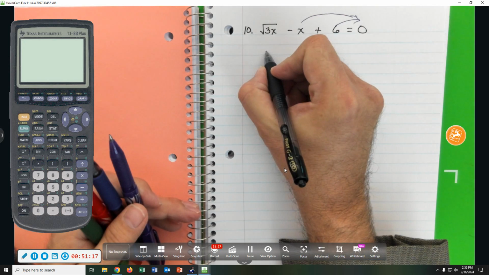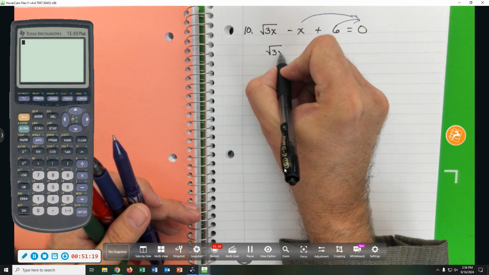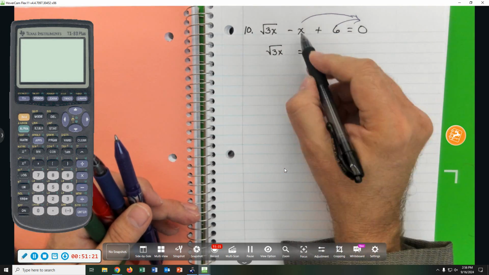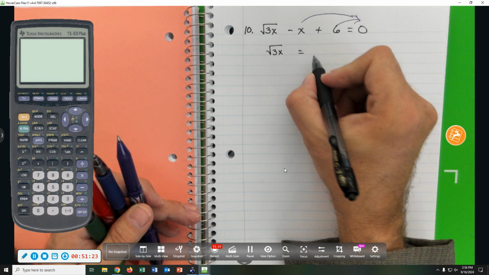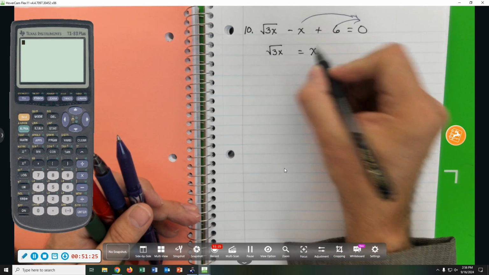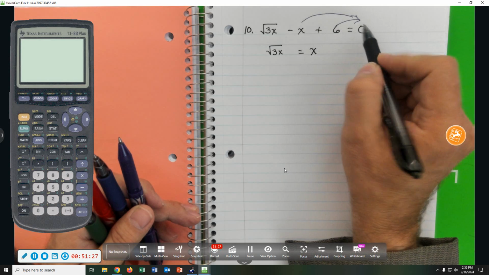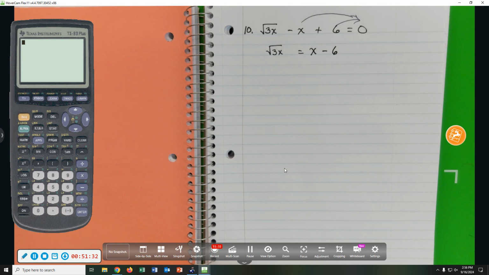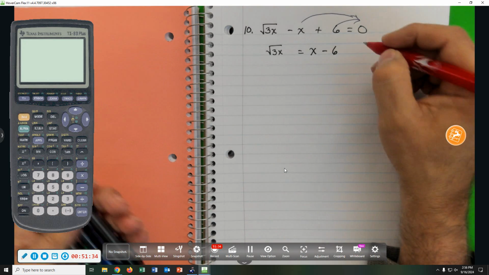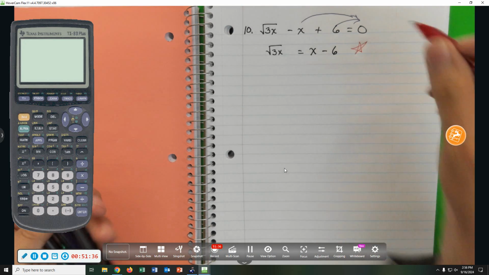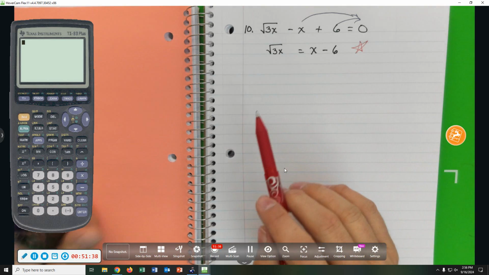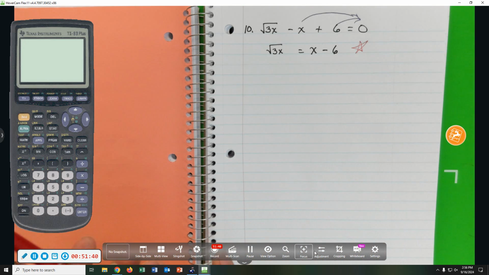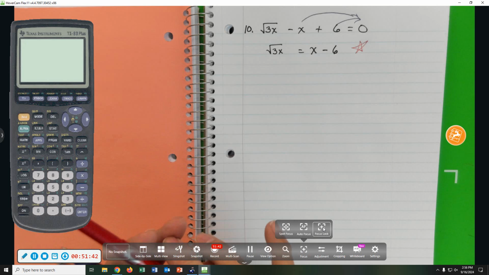So we have square root of 3x equals, when I move this stuff over, am I going to have an x? And then what? Minus 6. And star that. That's the version I recommend you use for checking purposes. Use that form there. Now, let's square both sides.